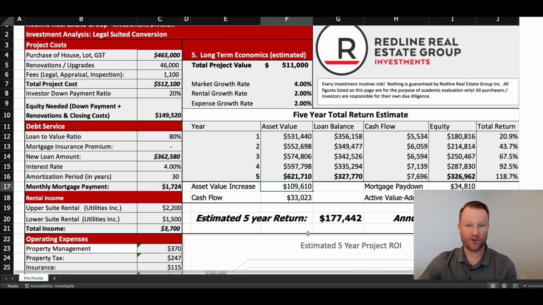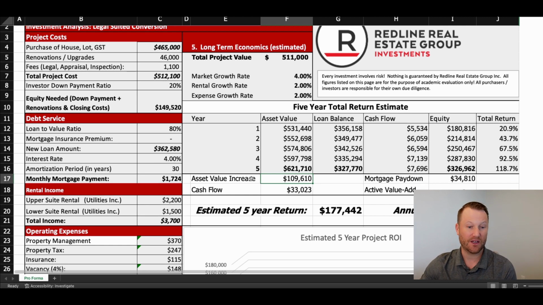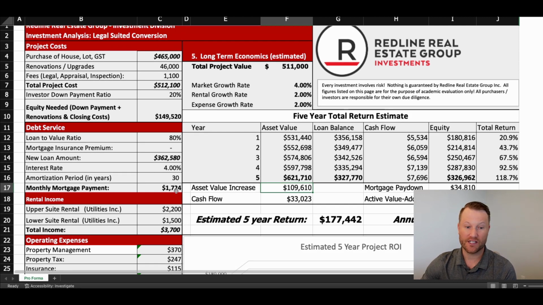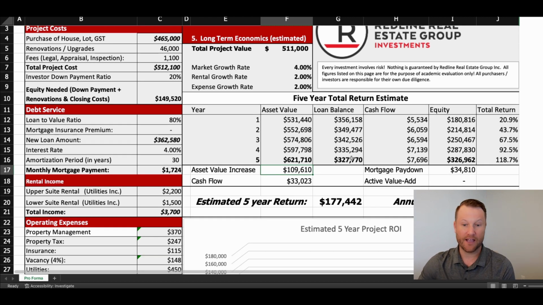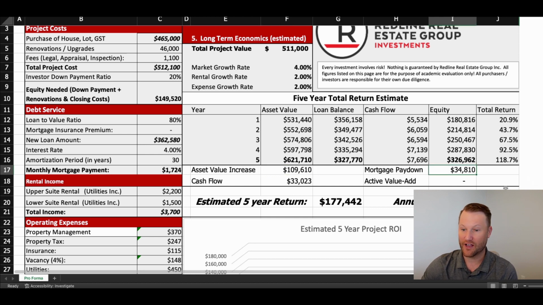Over that same 5-year period, we've been paying off our loan, right? So every mortgage payment that we're making over here at $1,700 a month, we're reducing our loan balance at the same time. We're starting off with a loan at $362,000. After the first year, it's down to $356,000, and then each year thereafter, it comes down a little bit more. You can see here after that year, we've paid off about $35,000 in mortgage paydown.